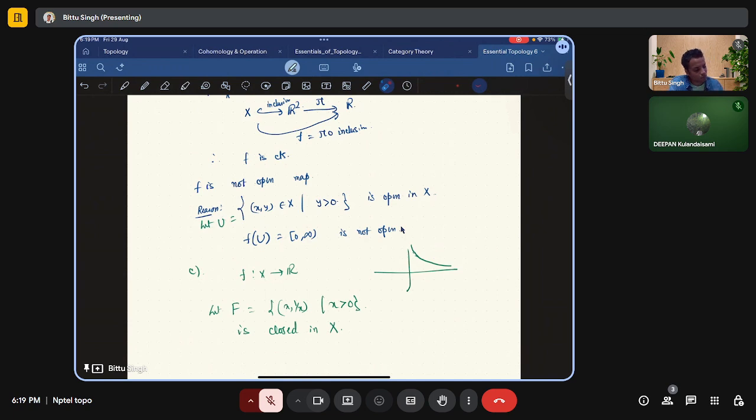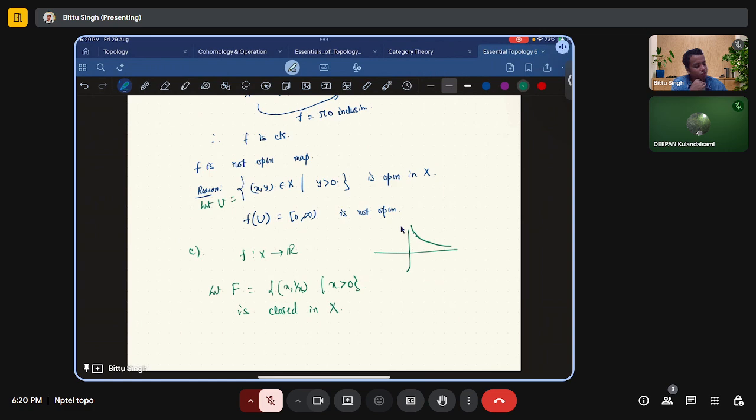That if the graph x comma f(x), if we consider this as a subspace of R2, then that will be closed if f is a continuous function from R to R. So this is not the case here, but it is easy to see this graph will be closed because it contains all the limit points.